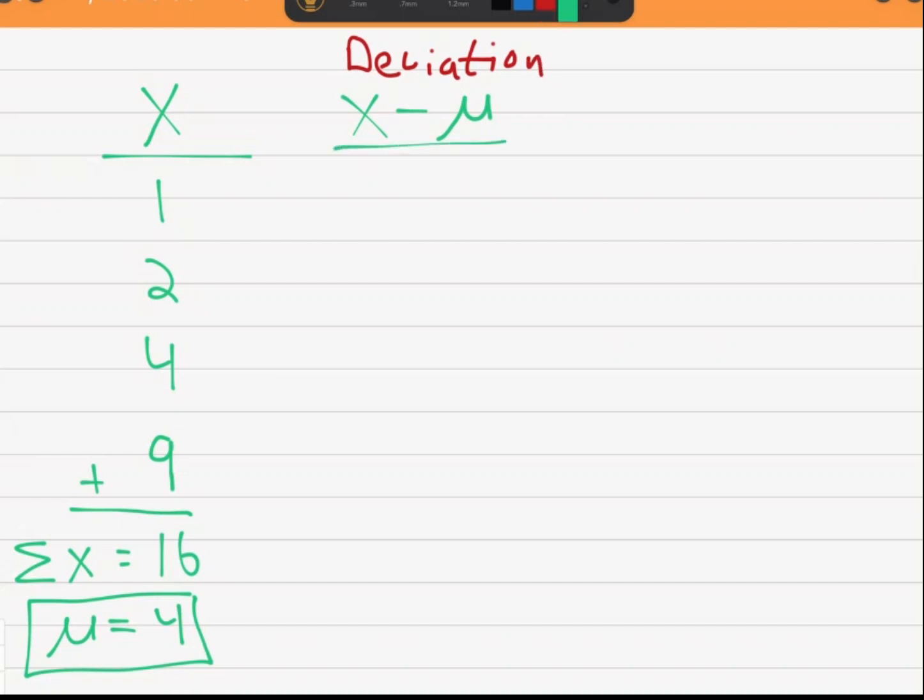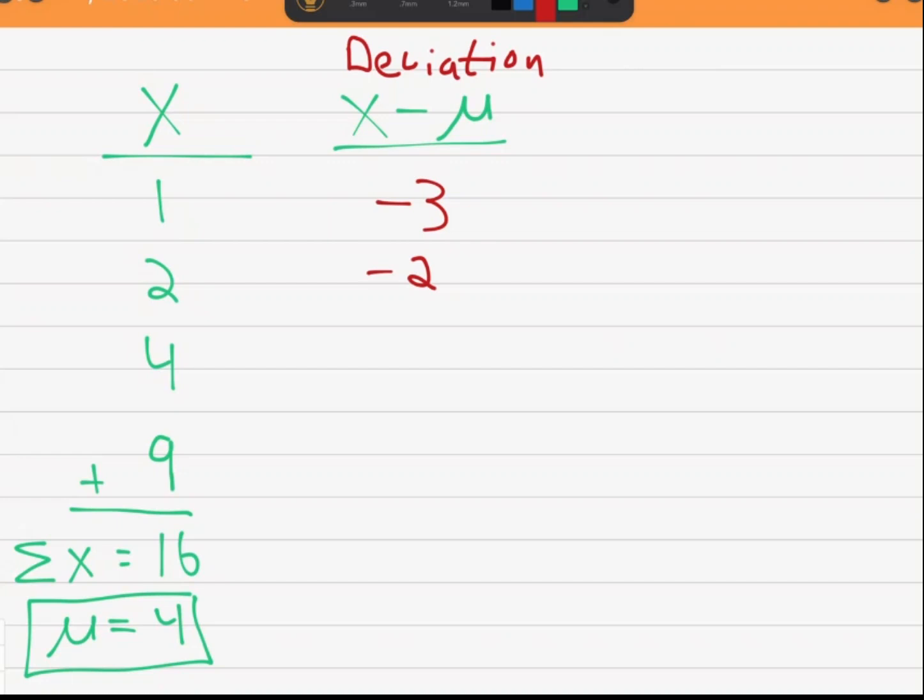So the deviation for 1 is 1 minus 4, which is negative 3. Notice this deviation is negative, meaning that this x is to the left, on a number line, of the average. And the same with 2: 2 minus 4 will be negative 2. So negative 2 is also to the left of the average.